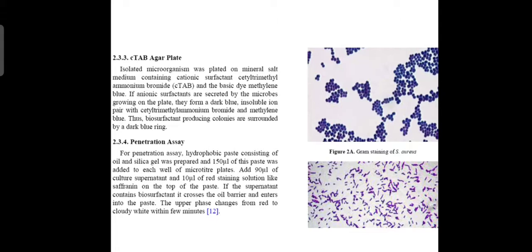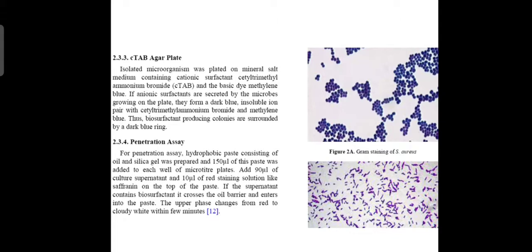After the isolation of the microorganisms, they were checked for the biosurfactant production property of the organisms by doing two assays. They are the CTAB agar plate and penetration assay. In case of the CTAB agar plate, these organisms were plated on mineral salt medium containing CTAB and the basic dye methylene blue. Based on the degradation of the dye and formation of a ring around the agar well, we were able to tell whether the organism can produce or behave as a biosurfactant or not.